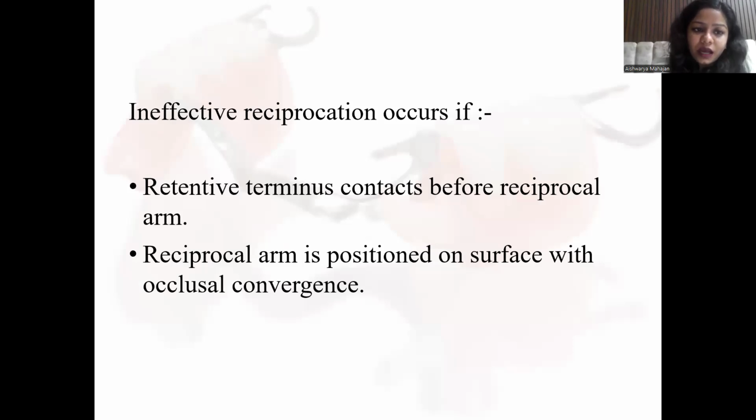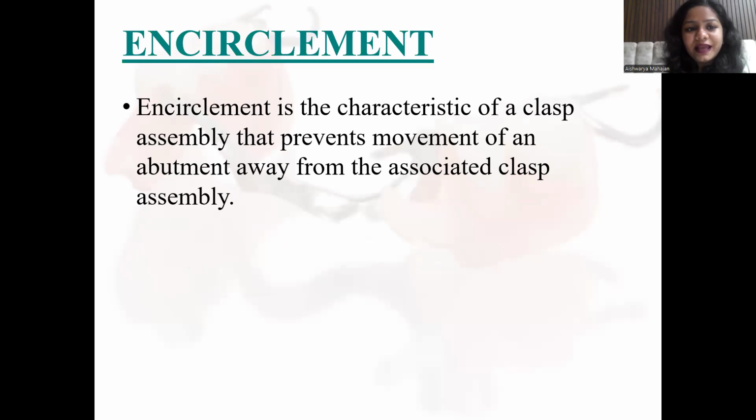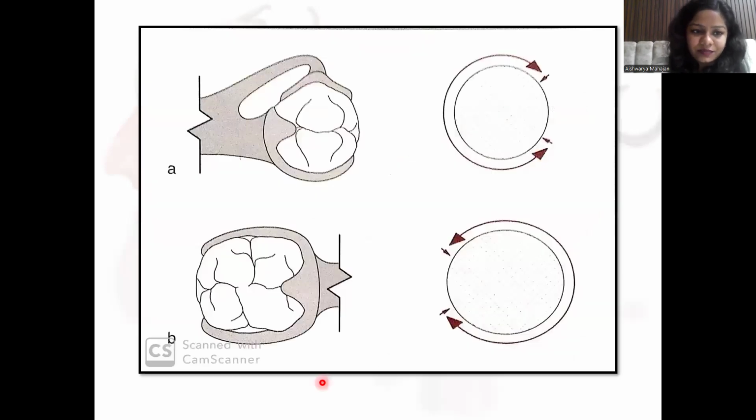Ineffective reciprocation occurs if the retentive terminus contacts before the reciprocal arm, and the reciprocal arm is positioned on a surface with occlusal convergence. The next property is encirclement. It is the characteristic of a clasp assembly that prevents movement of an abutment away from the associated clasp assembly. So here we can appreciate it is more than 180 degrees, and ideally the encirclement should be more than 180 degrees. It can be of two types.